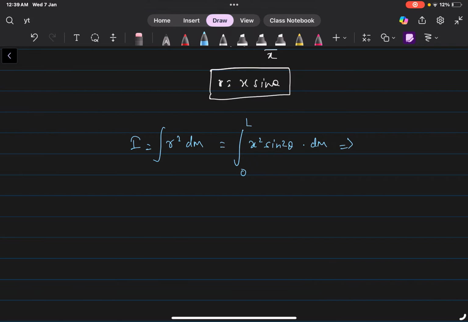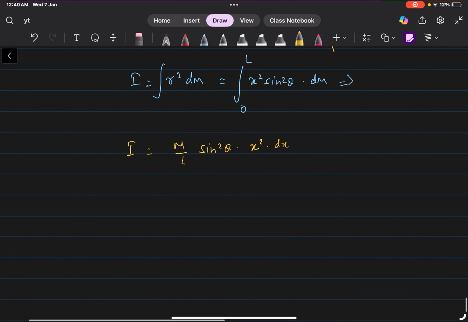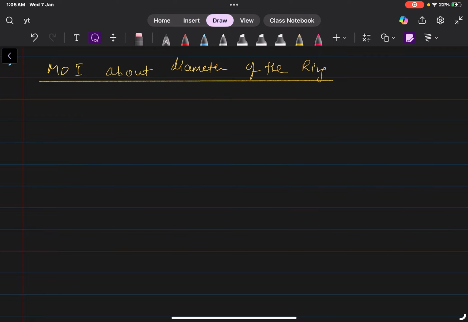Again dm is the same as the previous one which we derived. dm is equal to m by L into dx. So we put the value here, that is m by L sine square theta into x square into dx, integrated from 0 to L. Finally we get m L square sine square theta by 3. This is the formula for any angle, about the diameter of a ring.